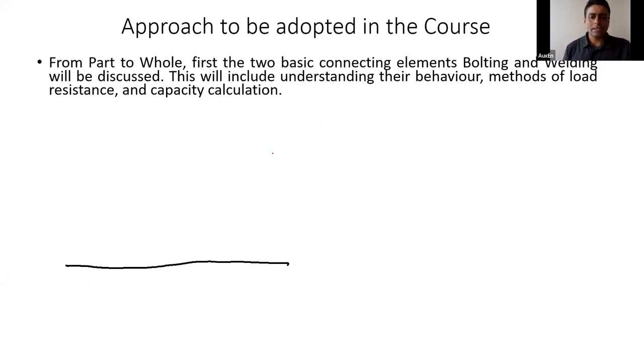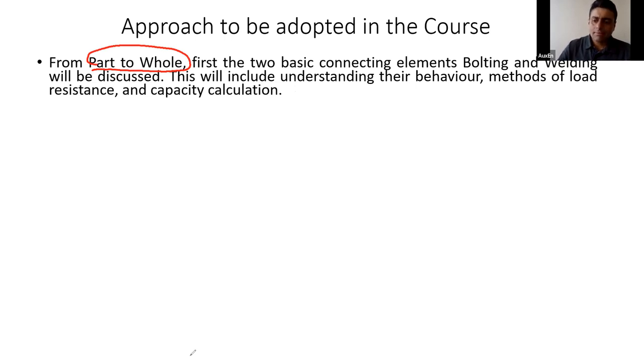Firstly, we'll be starting with part to whole. Part to whole means first, we will be understanding the connecting elements. What are the two basic connecting elements? The two basic connecting elements that you see are bolts and welds, correct? So either you have bolts or you have welds.